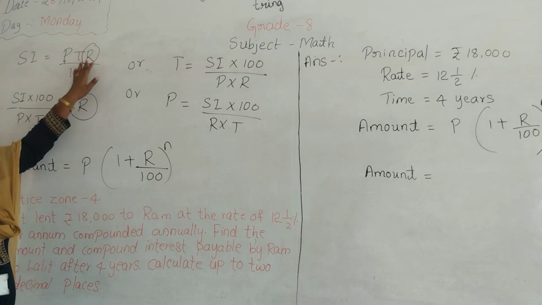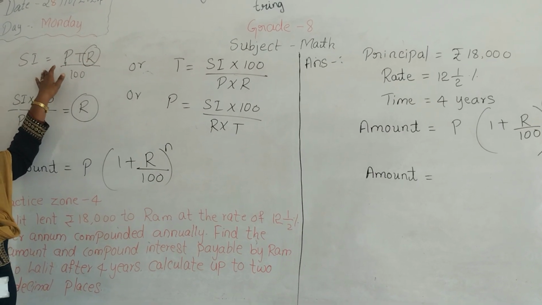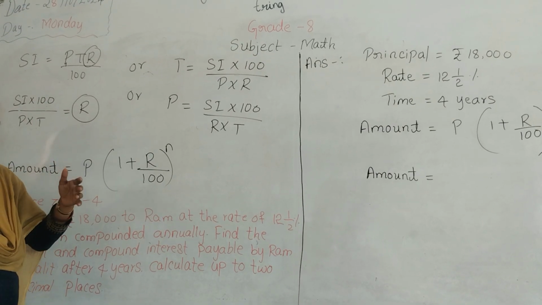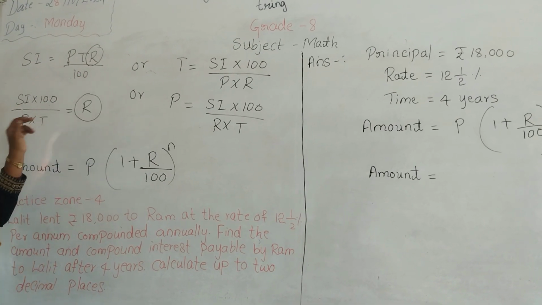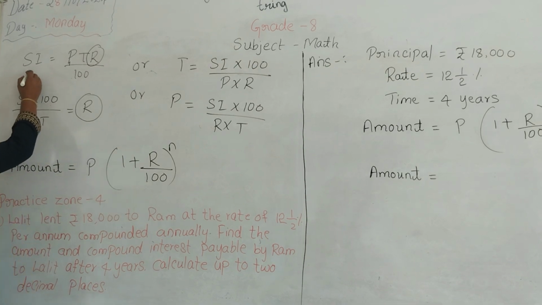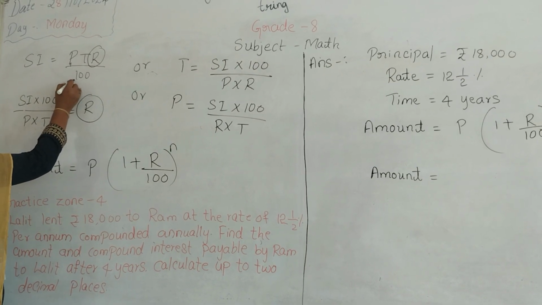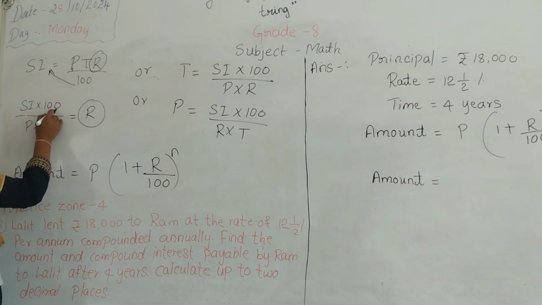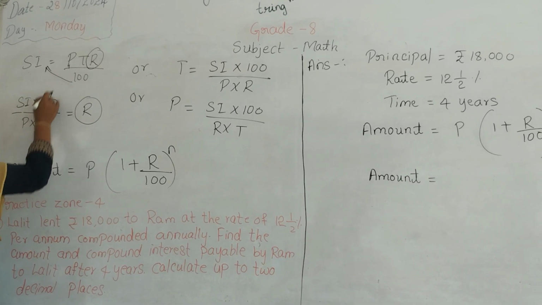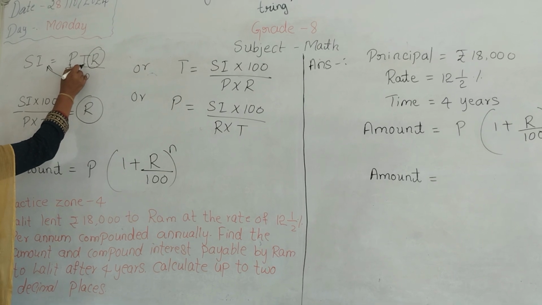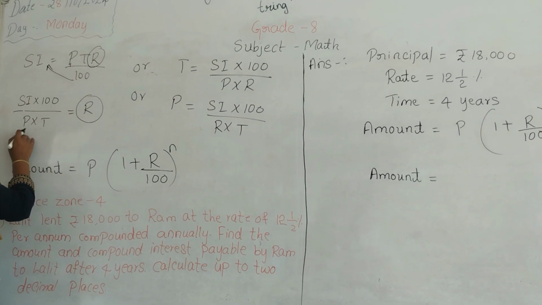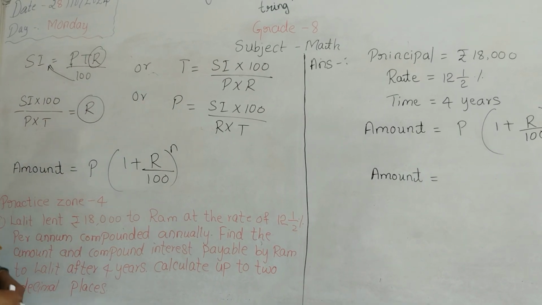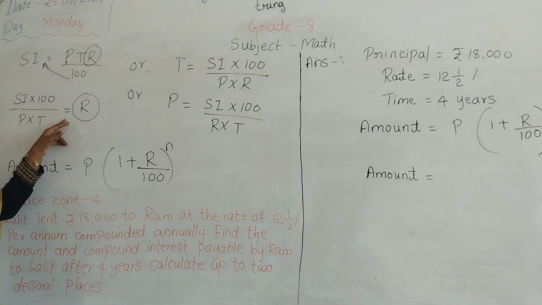Principal into time into rate divided by 100. We have to find the simple interest, so we use this formula. If we have to find the rate, time or principal, we have to change the formula. Here SI is on this side, right, children. This 100 in the numerator we take to the denominator side, where the sign is multiplication. SI into 100. Now P and T in the denominator come to the other side as multiplication: P into T equals rate. This is the formula for finding the rate: SI into 100.